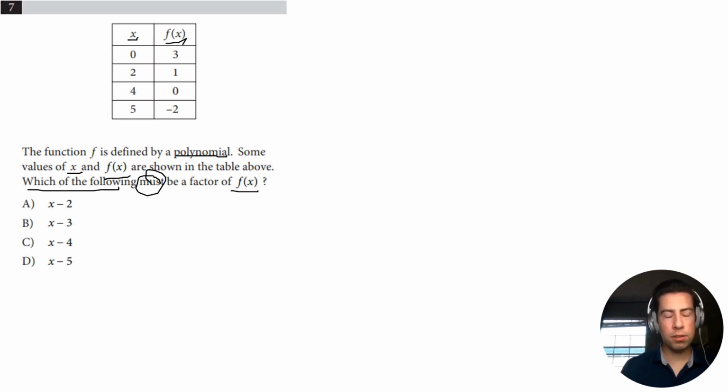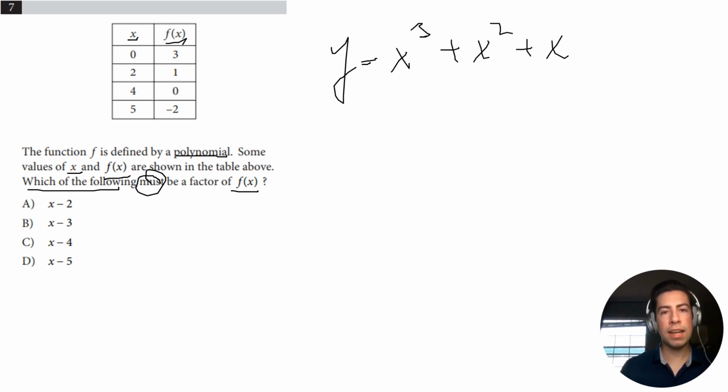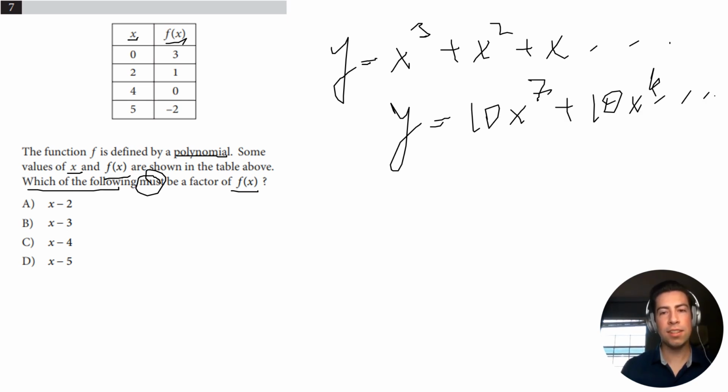All right, guys, so here's just a quick little review, okay? If you'll recall, a polynomial is something that has lots of terms of x in it that are to different powers. So it could be something like x to the third plus x squared plus x, and so on. It could be something like 10x to the 7th plus 10x to the 6th, and so on. It could be anything as long as it has multiple values of x that are to a power greater than 1, okay? So the biggest question here is, which of the following could be a factor of f of x? And we have some values of x and we have some values of f of x.